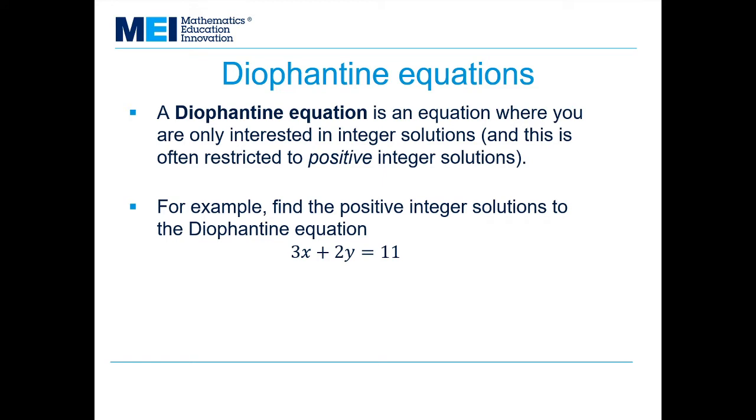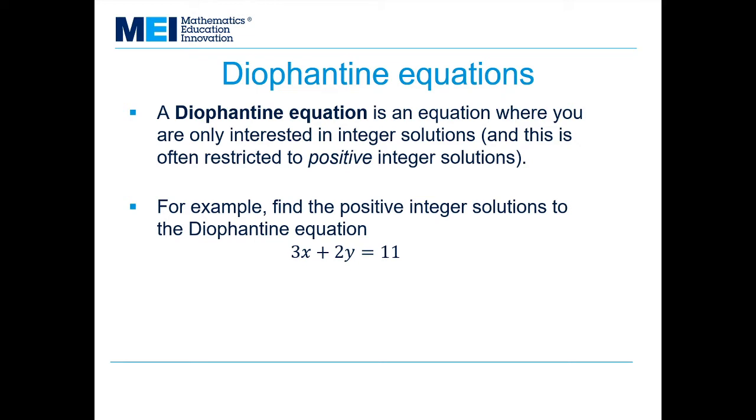A Diophantine equation is an equation where you are only interested in integer solutions. This is often restricted further to simply looking at positive integer solutions. Diophantine equations are named after Diophantus, who was an ancient Greek mathematician who studied such equations.